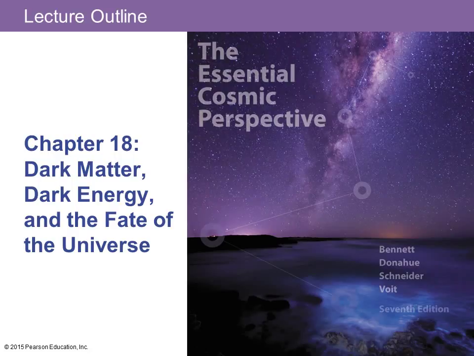This is Chapter 18 of Astronomy 100, dealing with dark matter, dark energy, and the fate of the universe. This is probably the most abstract part of the course, where we're talking about different forms of matter and energy that we really can't provide a theory for 100%. We have evidence for these things, but we have no direct proof.